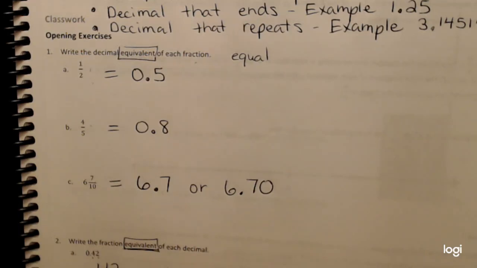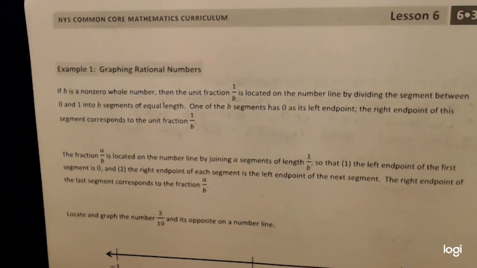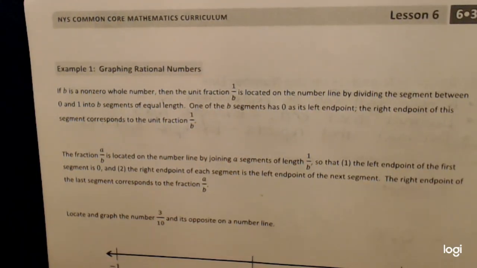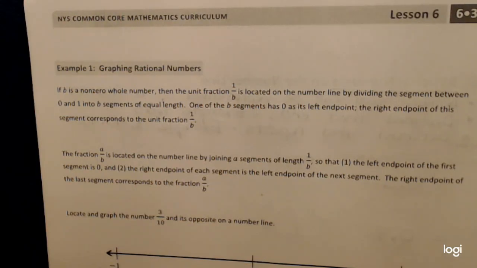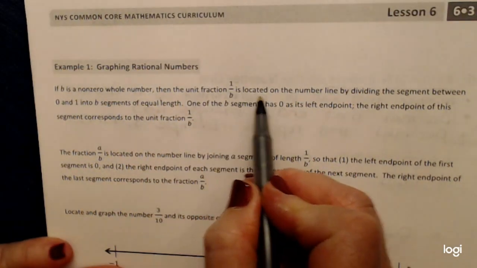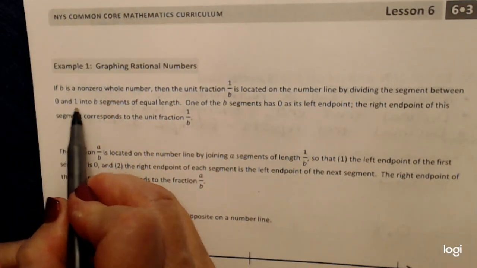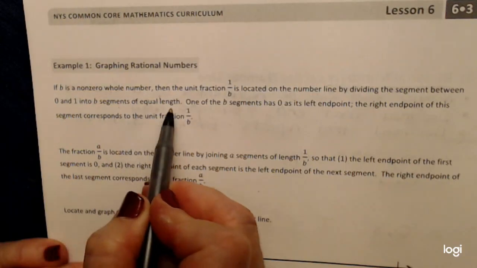If you need to pause, please pause. Okay, so on the next page, we have example 1, graphing rational numbers. If b is a non-zero whole number, then the unit fraction 1 over b is located on the number line by dividing the segment between 0 and 1 into b segments of equal length.